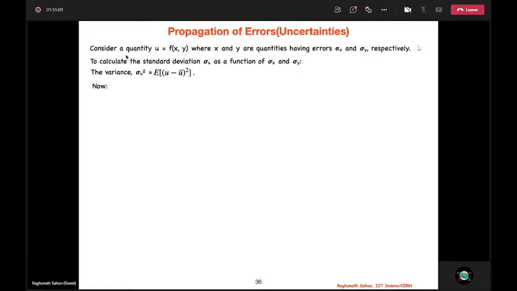So I have to calculate the standard deviation or the error on u, this derived quantity u, and this has to be a function of sigma x and sigma y at the end. Okay, and the variance of u is defined in this way: expectation value of (u minus u bar) squared.